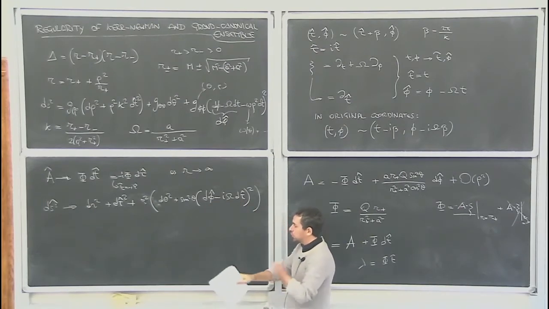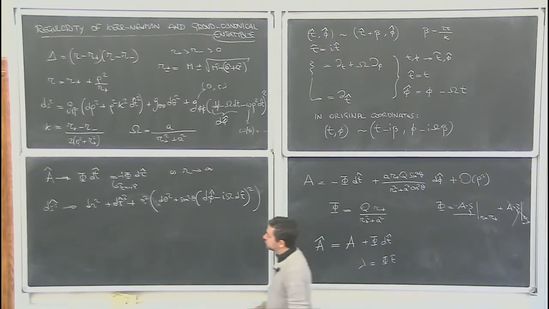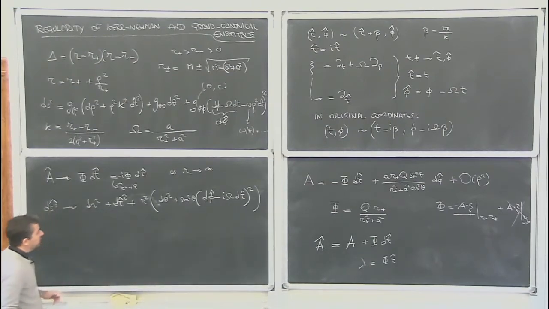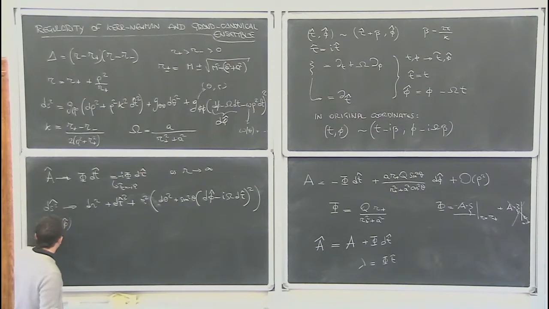And again, the coordinate identifications are affected by this. I have to supplement this local form of the metric with the coordinate identifications that are up there. I just copy them here because they are part of the definition of the background.